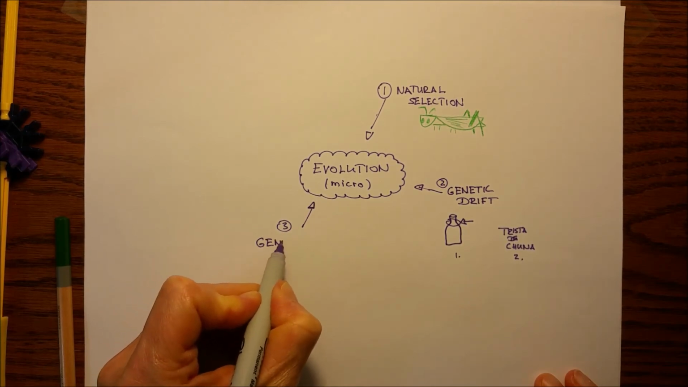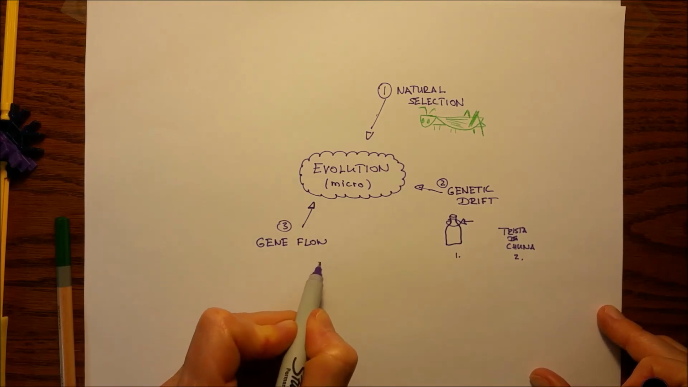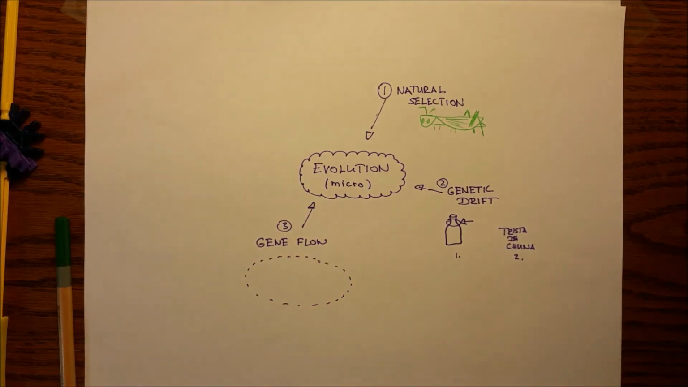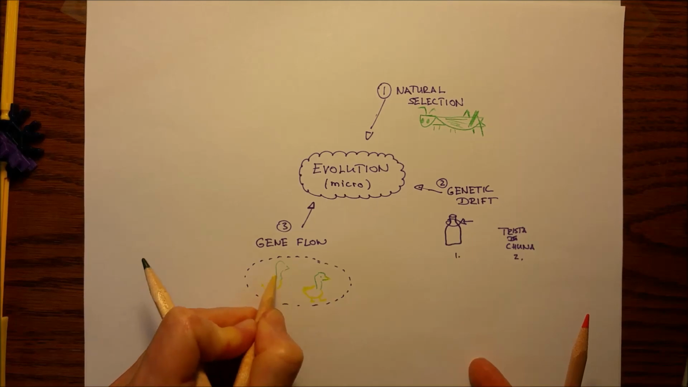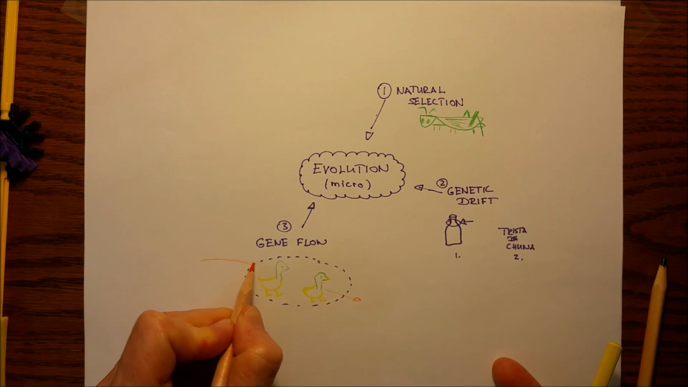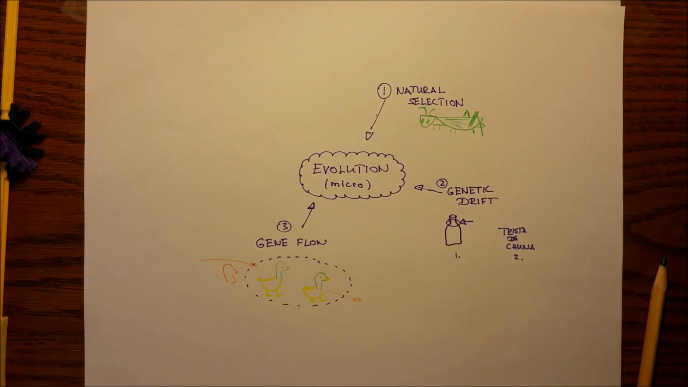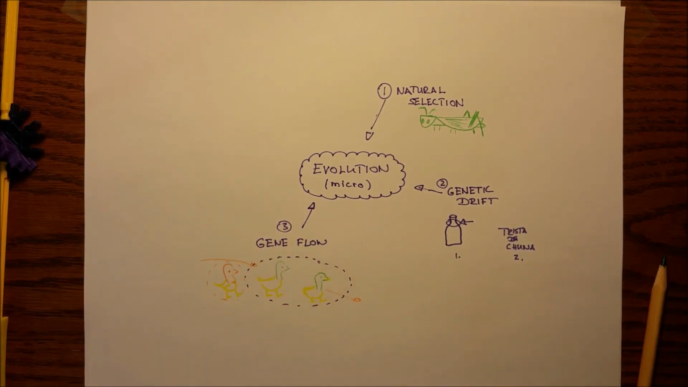The third one is gene flow, which can lead to microevolution. Genes coming into or leaving a given population, for example, these green-necked ducks. Adding or subtracting genes from a given population can alter the allele frequency in that population. Green-necked ducks, and we will see an orange-necked duck that comes into the population, bringing different alleles into that population.